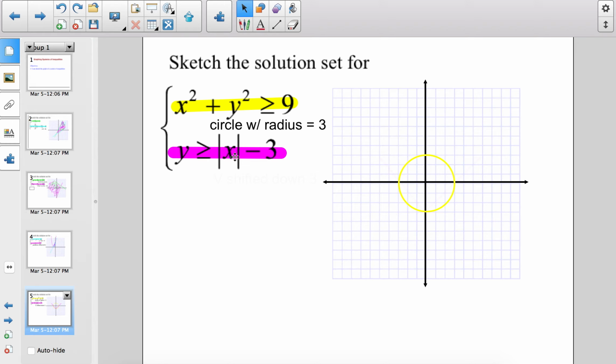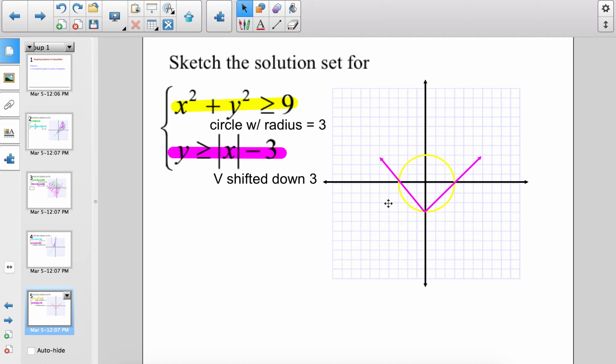Okay. This is an absolute value, which means it's a V, not a U, and it's shifted down 3 because of that -3 on the end. So normally it'd be a V going through the origin, but we're going to shift it down 3. So I got that graph.